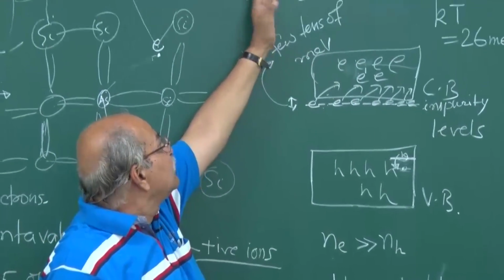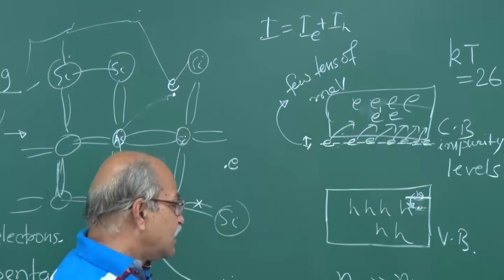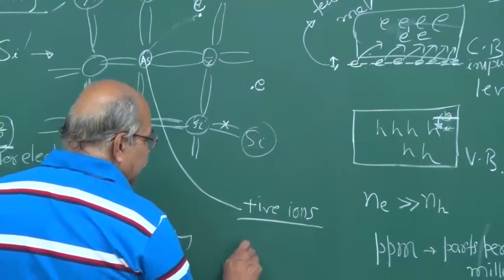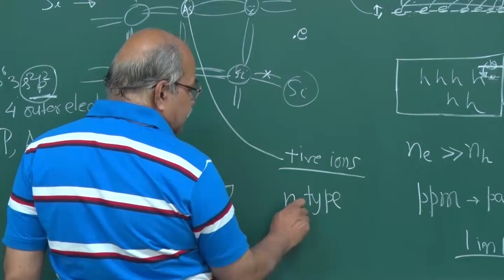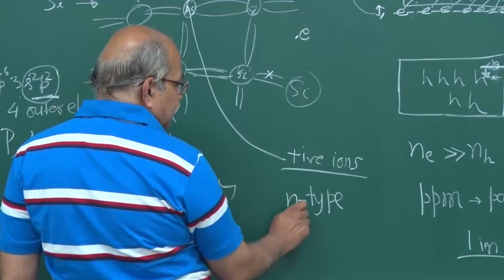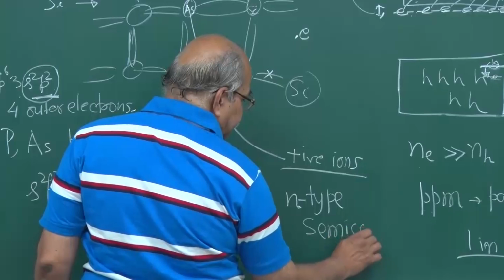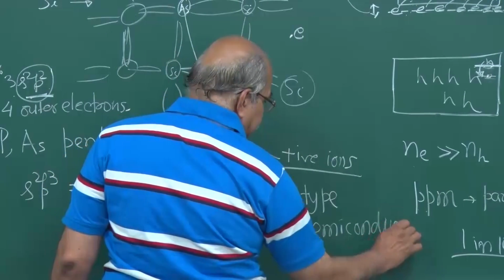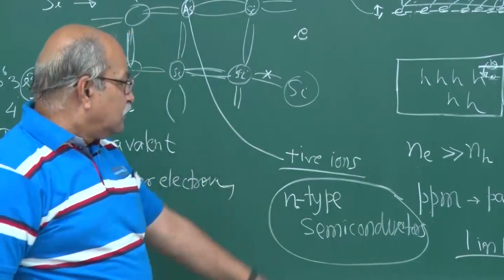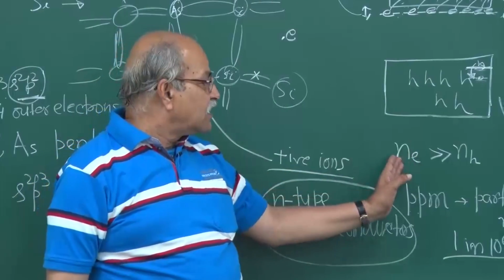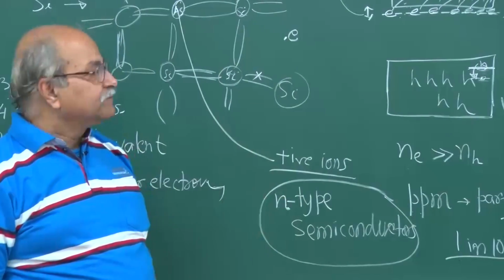So the current is dominated by the negative charge carriers, not the positive charge carriers, and therefore this kind of semiconductor is known as N-type semiconductors. Negative type, negative charge carriers are in larger numbers. Where number of conduction electrons is much larger than number of holes, those are known as N-type semiconductors.